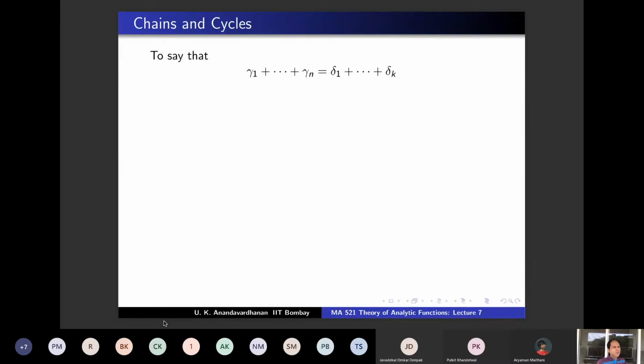Now you can put an equivalence relation. We are going to put an equivalence relation on cycles, because if on two cycles I'm getting the same integral, then I say that those two are equivalent. So I will say that gamma 1 plus etc. plus gamma n is the same as delta 1 plus etc. plus delta k.